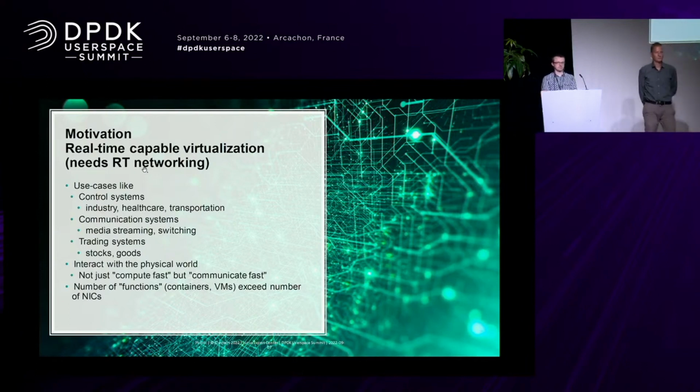And as we see functions co-located on machines, we just have to assume that the number of real-time capable functions will exceed the number of network interface cards we have, so we cannot say we'll put every single real-time function on one network interface card. Functions could be native applications, containers, VMs, what have you. You know all that stuff.